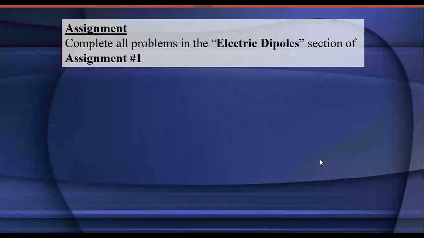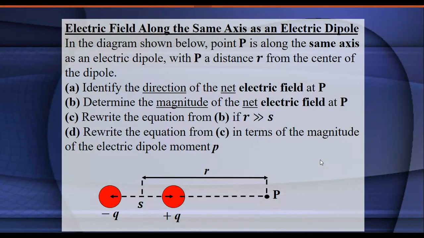If you wanted to, for fun, you could also figure out the electric field at a point P that is parallel, or along the same axis, as an electric dipole, and see if you can get the actual expression. If you go on to D2L for this lesson, I actually included the derivation, so you can check to see if you can get it. But otherwise, this is optional.